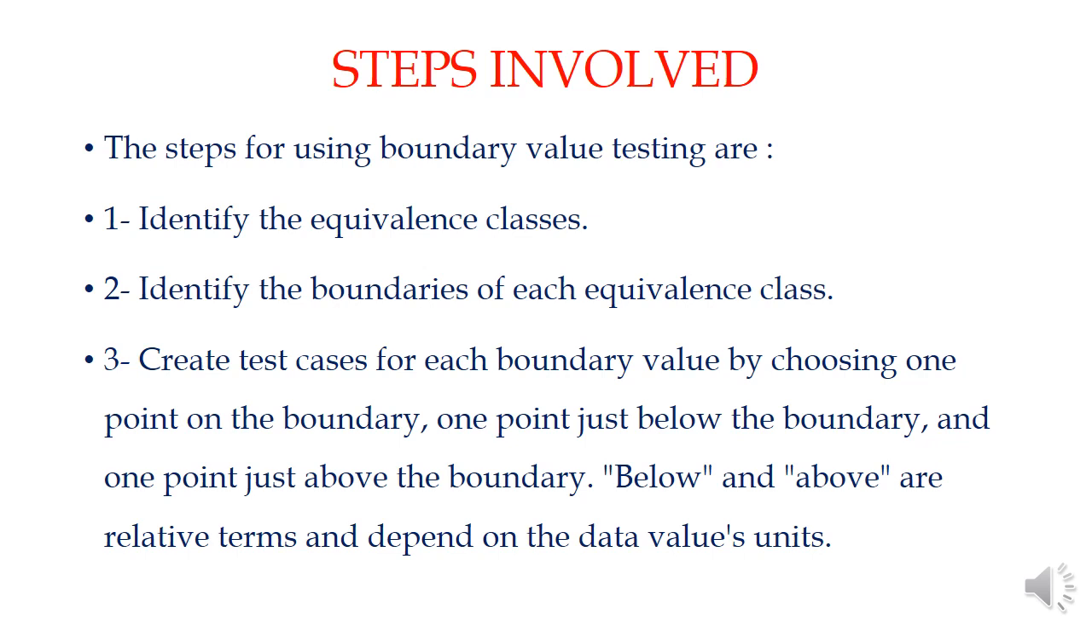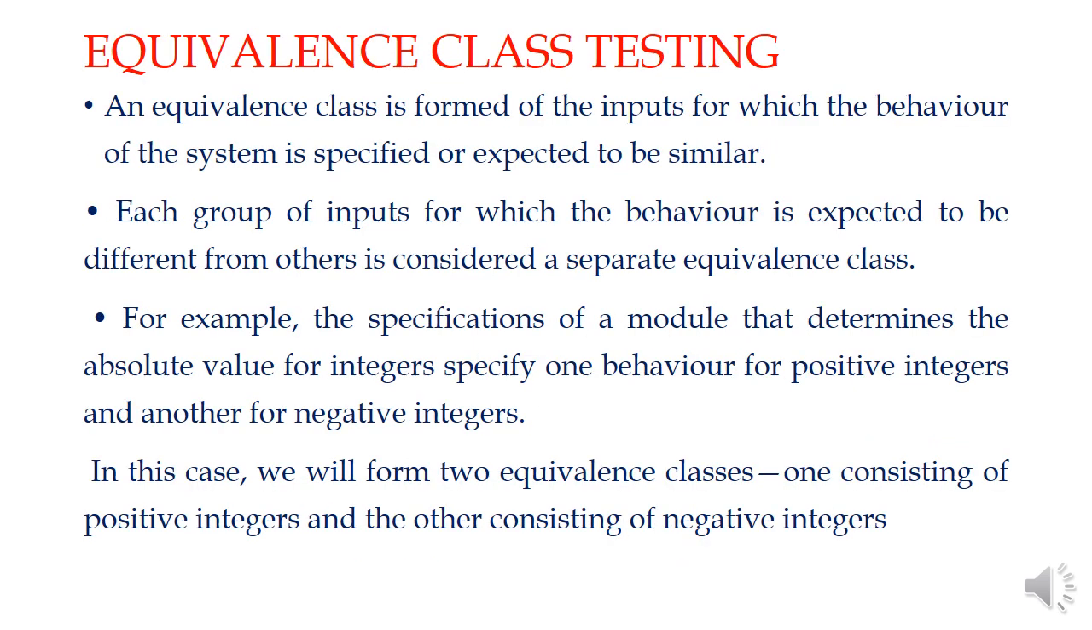Steps involved in this: Step 1, identify the equivalence classes. Step 2, identify the boundaries of the equivalence classes, that is, the upper as well as the lower boundary. Then create the test cases for each boundary value by choosing one point on the boundary, one point just below the boundary, and one point just above the boundary. Below and above are relative terms and depend upon the data value units.